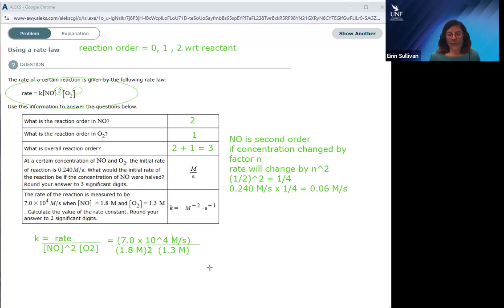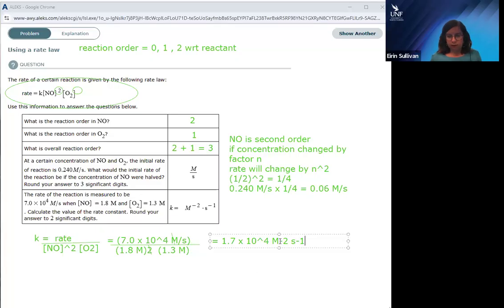and that will give me 1 over molarity squared, or molarity to the minus 2, and we're already per second, so we can see actually the units Alex has given us is consistent with what we're expecting, because we're going to expect molarity to the minus 2, second to the minus 1. And then I guess we should go ahead and chuck those numbers in, and I get 1.7 times 10 to the power of 4 per molarity squared per second.